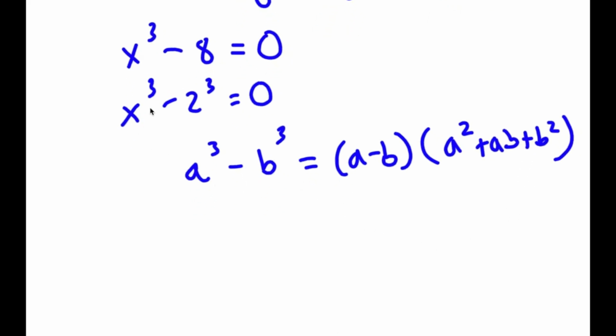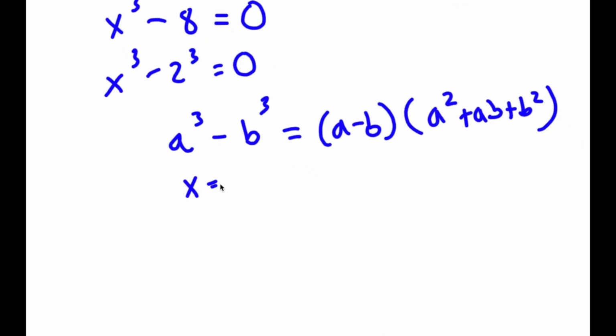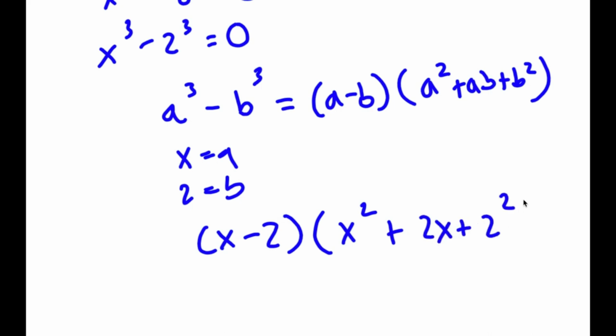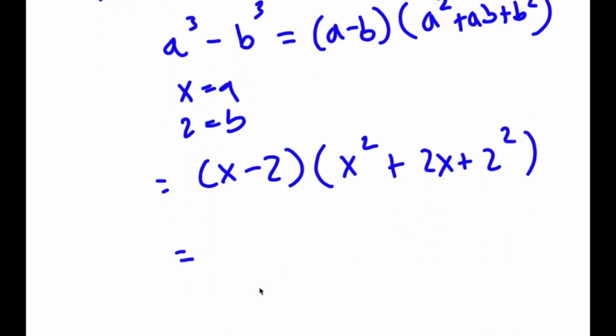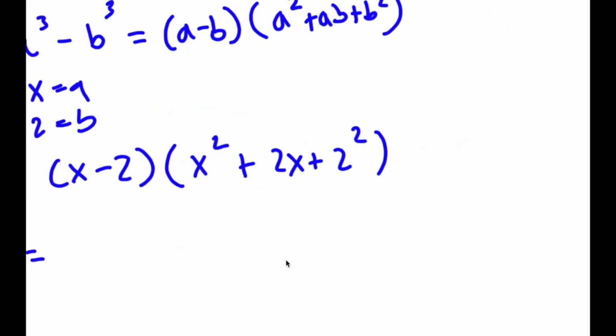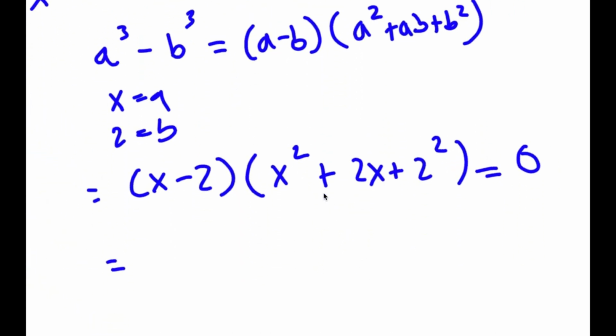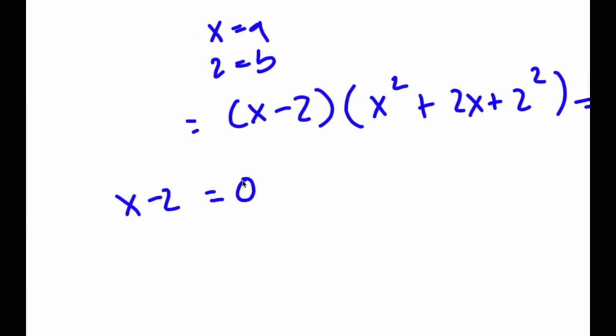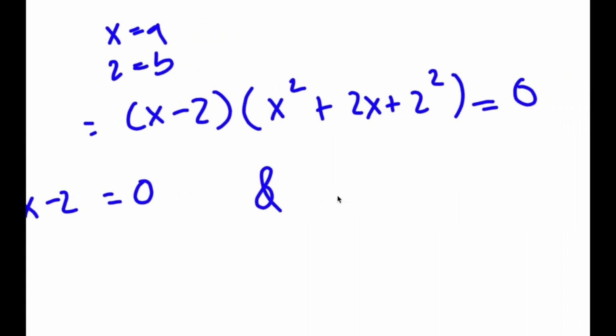So right here we have x to the power of 3 minus 2 to the power of 3. We can think of x as a and 2 as b in this case. So now this will give us x minus 2 times x squared plus 2x plus 2 squared. Now this is equal to 0 still. And now this gives us two equations. I have x minus 2 is equal to 0, and I have x squared plus 2x plus 2 squared is 4 is equal to 0.